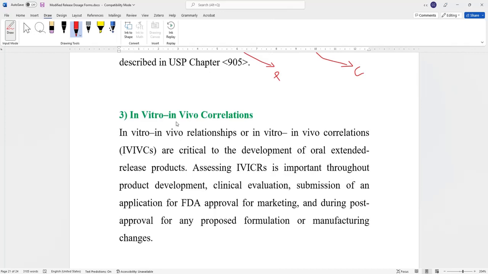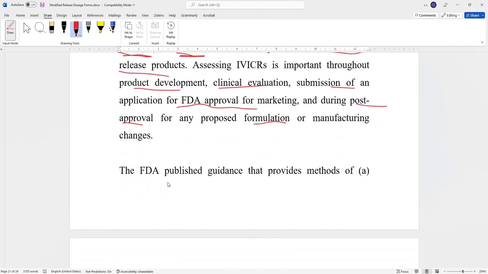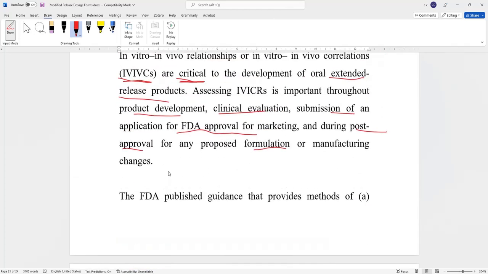Okay, in vitro in vivo correlation. It's critical that when the company develops an extended release product, it establishes IVIVC, in vitro in vivo correlation. This will be very important when you apply to FDA for marketing. It is important during product development, during clinical evaluation, during submission, even during post-approval when you want to make any changes in the formulation. You have to show IVIVC.